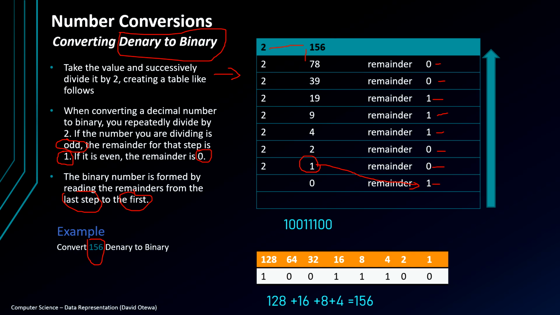Remember the third step, which I told you is very important. This is the last step, right? So we start from the last. We read it from the last going up. Don't make the mistake of reading from the top going down, because you'll get a very different answer. So we start from the last step to the first step. In our case here, we got 1 0 0 1 1 1 0 0.